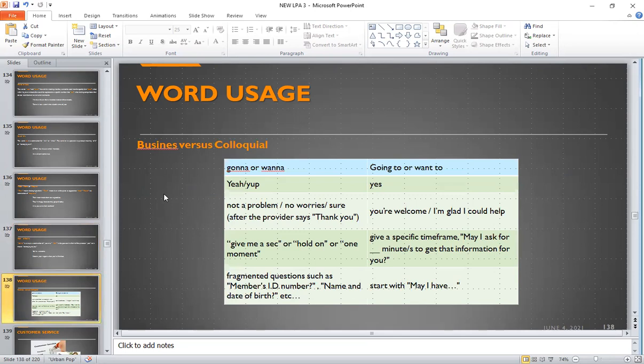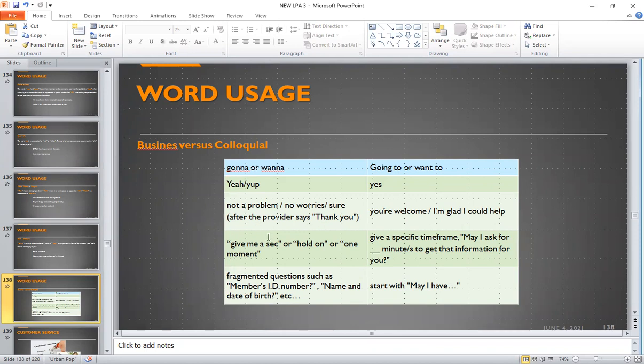This is business versus colloquial. Okay, so these are things that you might consider as well, or be very careful of for you to sound professional. Make sure that you are careful with what you utter, or what you reply to your clients or to your customers. Okay, instead of "gonna" or "wanna," please use "going to" or "want to," because that sounds more professional. Same thing with "yeah" and "yup." Okay, it's professional if you use "yes" instead.